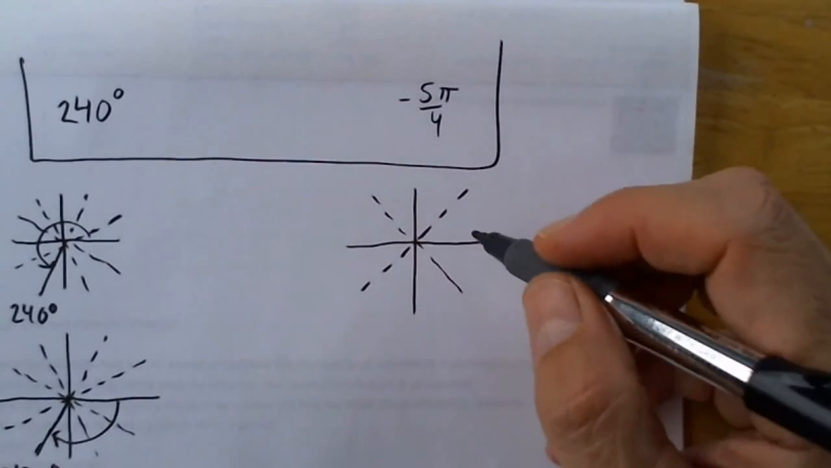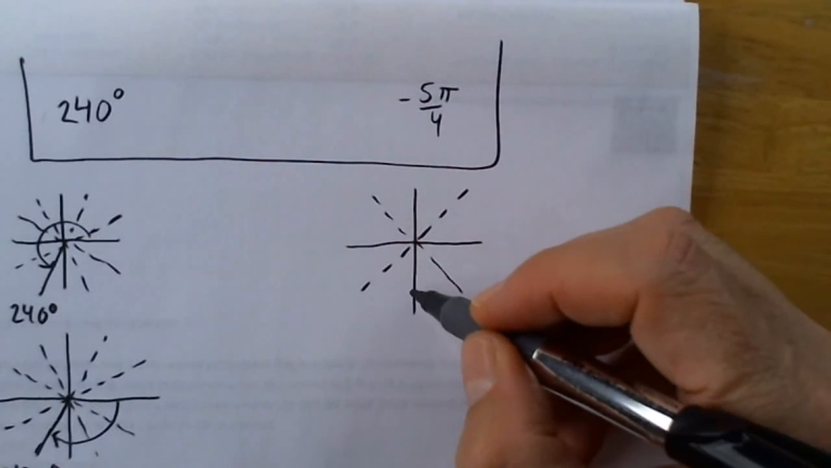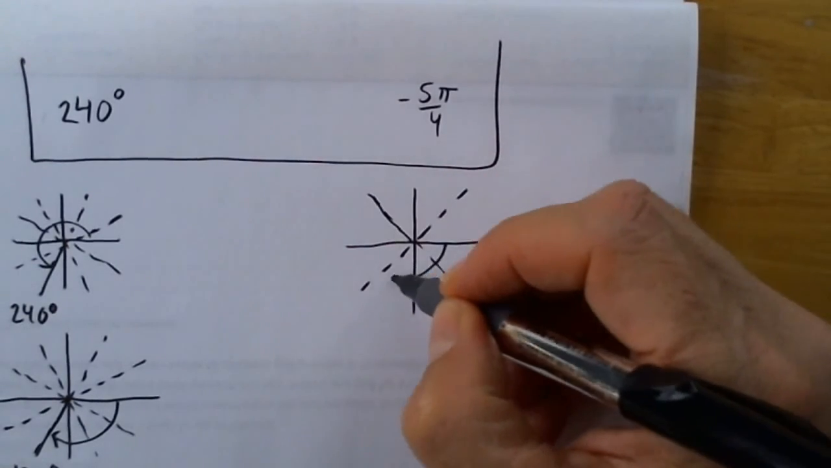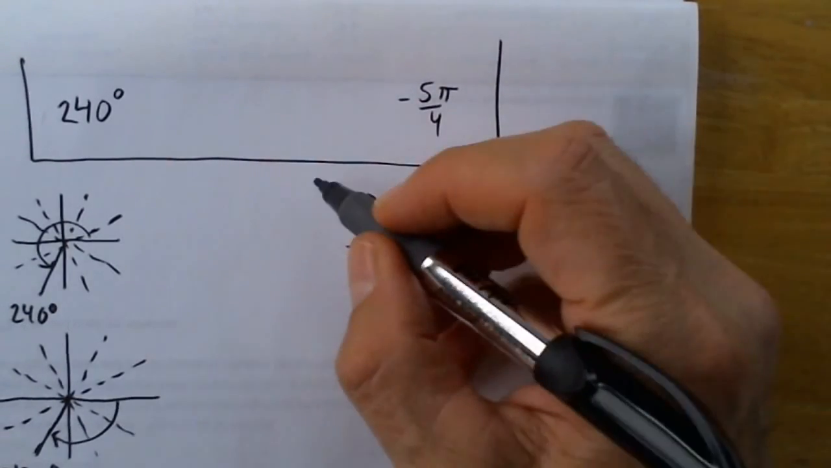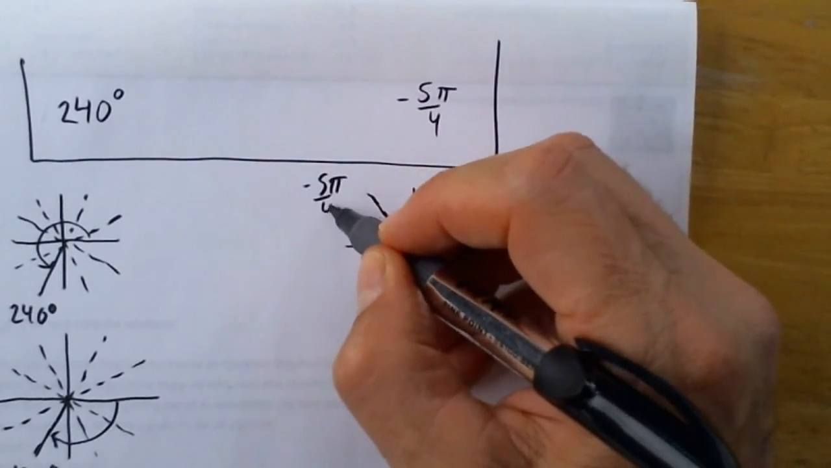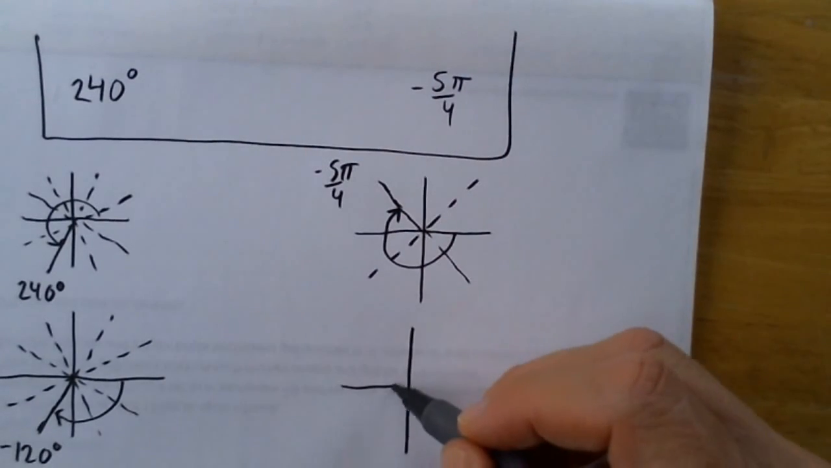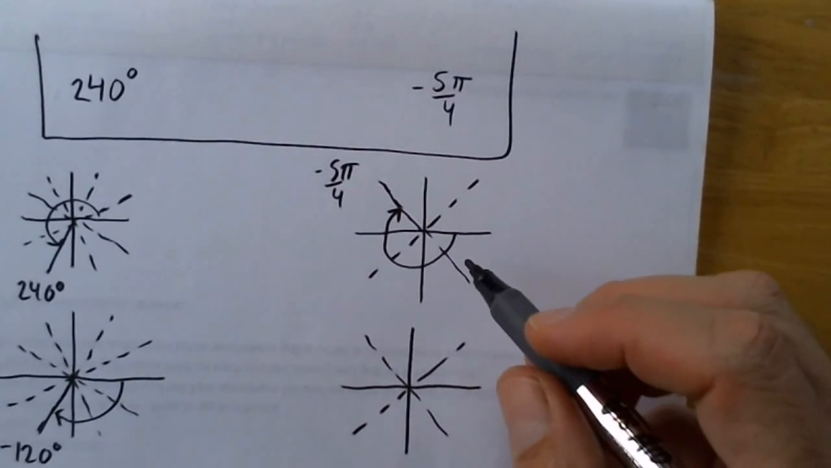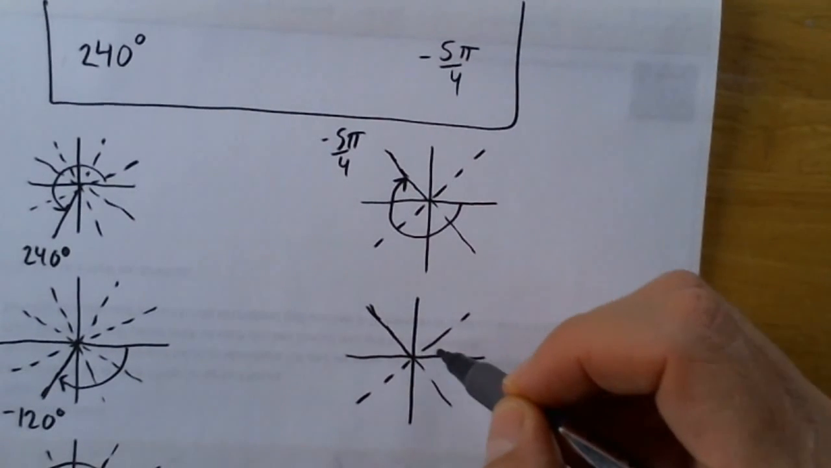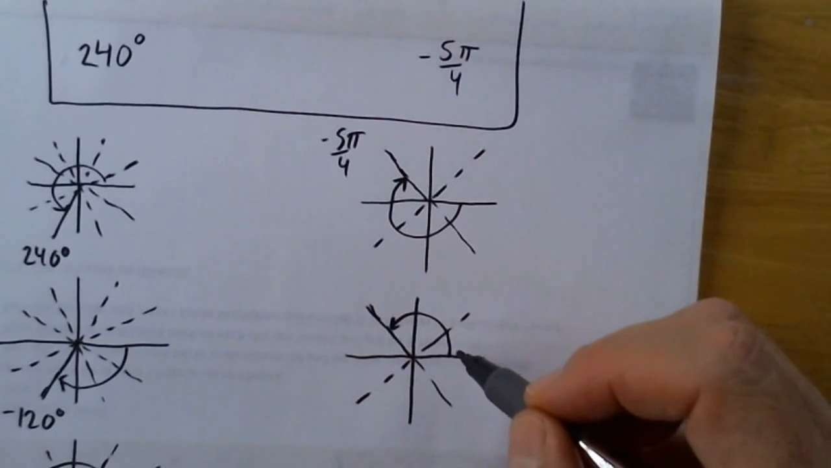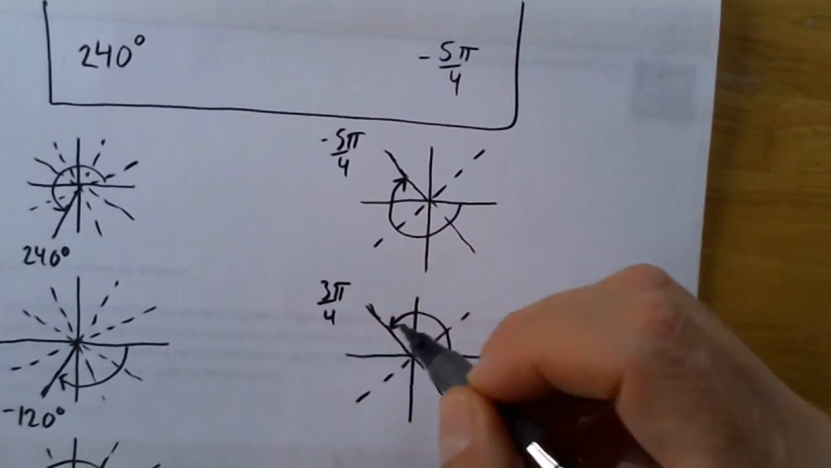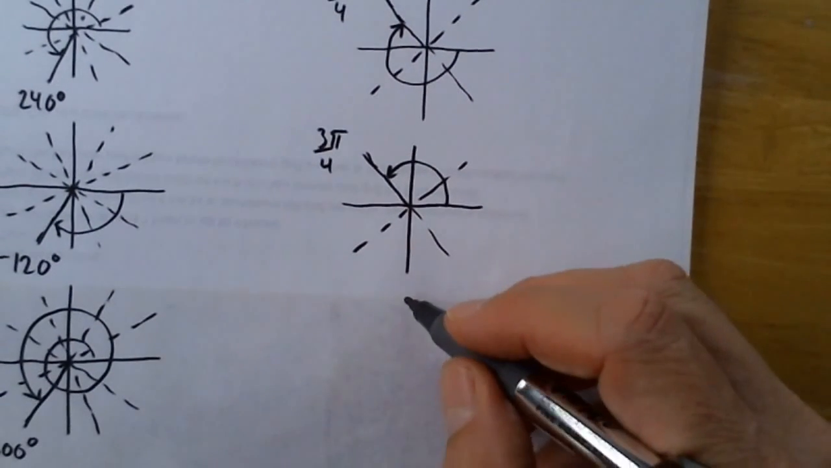Negative 5 pi over 4, we're going to rotate 1, 2, 3, 4, 5. Negative 5 pi over 4. And we need to end here with a positive angle, so that'll be 1, 2, 3. 3 pi over 4 is coterminal.